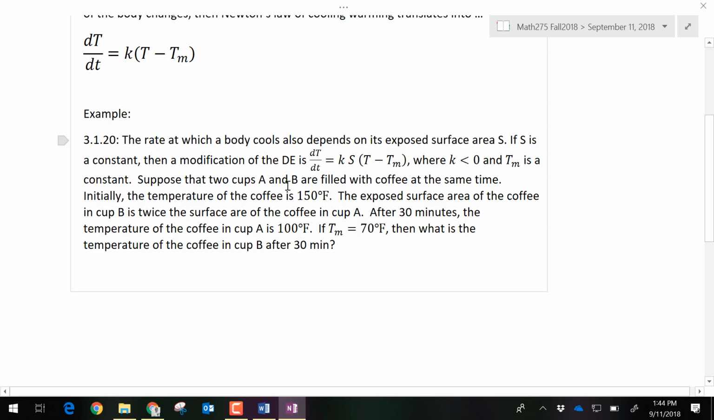Suppose that two cups A and B are filled with coffee at the same time. Initially, the temperature of the coffee is 150 degrees Fahrenheit. The exposed surface area of the coffee in cup B is twice the surface area of the coffee in cup A. After 30 minutes, the temperature of the coffee in cup A is 100 degrees Fahrenheit.